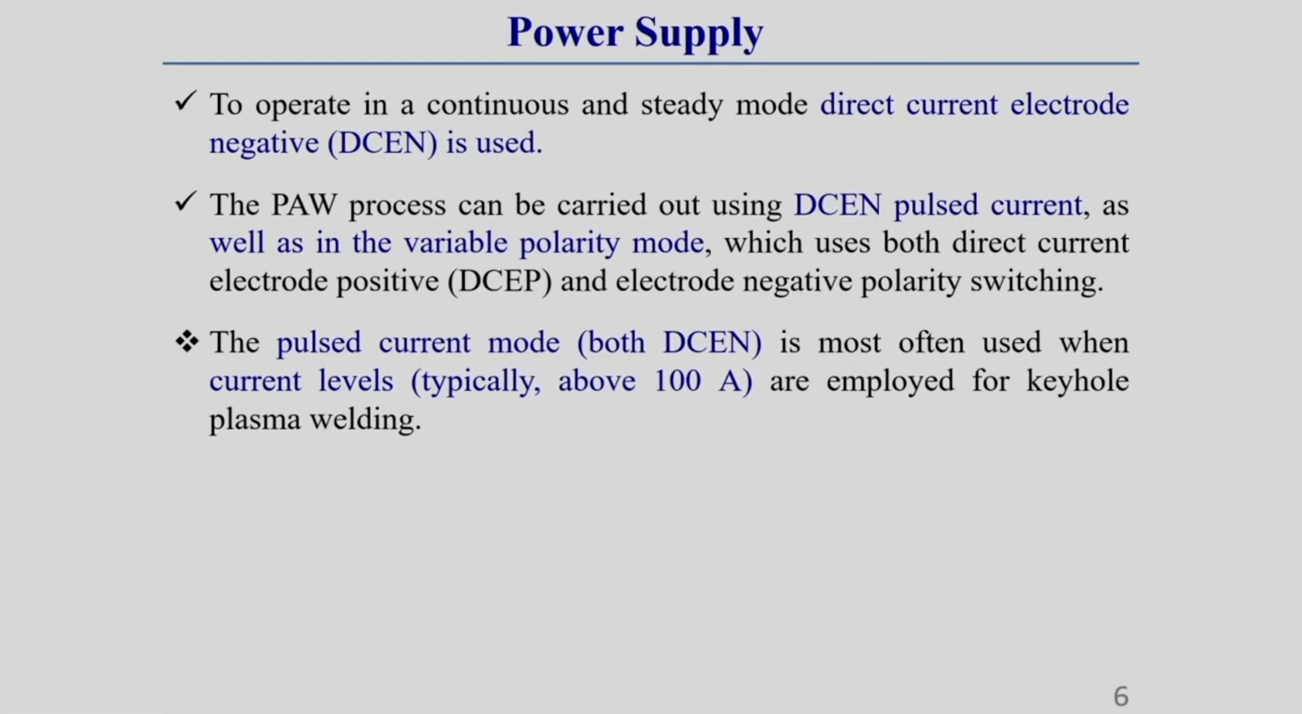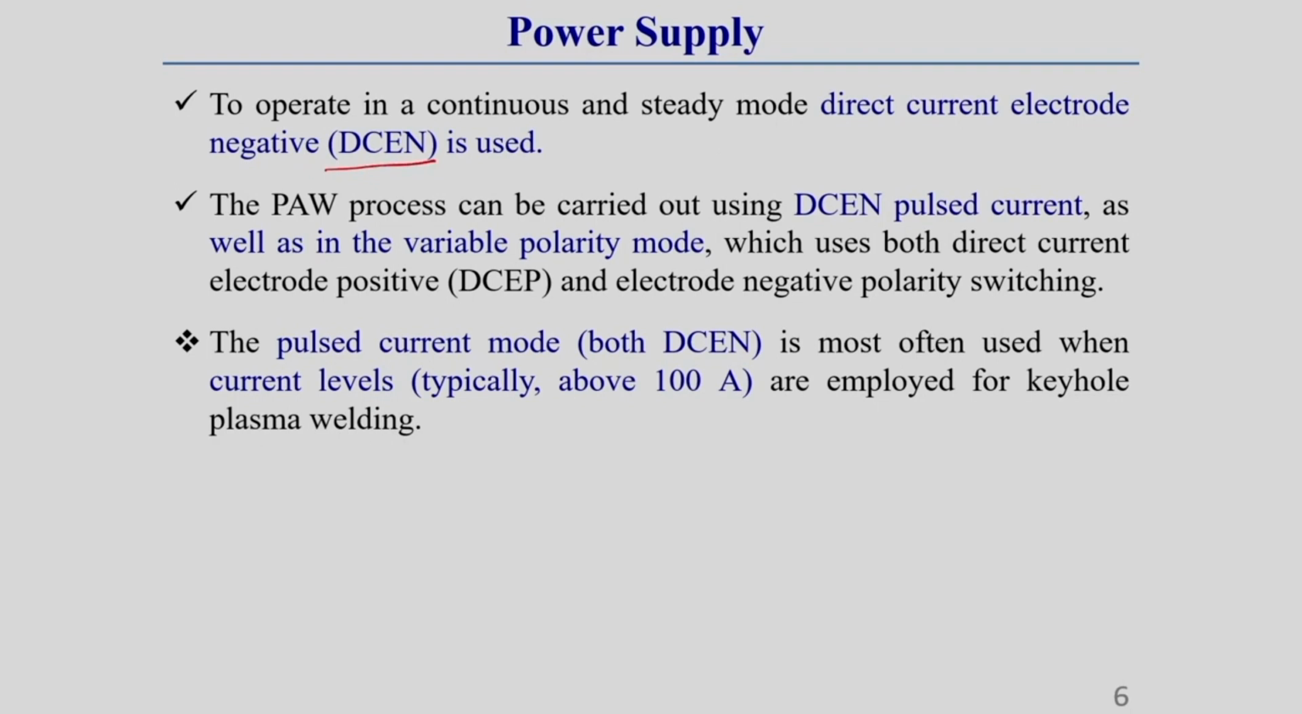Now, what types of power supply are generally used, that also you should know. As I have told you, it is a non-consumable type of welding technique, where the electrode is not consumed. That is why it is better to operate in a continuous and steady mode, where DCEN is preferable. What is DCEN? Direct current electrode negative is preferable, because we want less heat to be generated in the electrode. Otherwise there is a chance of overheating and melting the tungsten electrode, which can make some inclusion in the weld. That is why we should use DCEN.